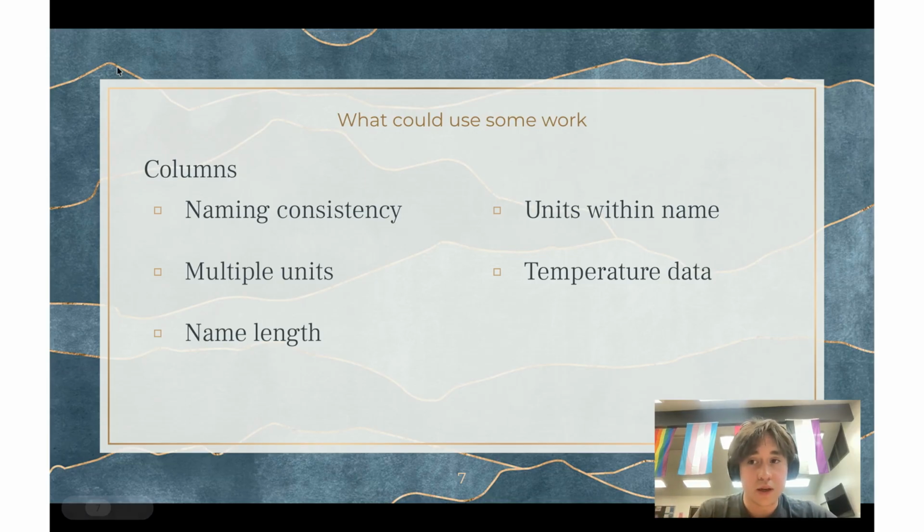The name length was particularly egregious in one of the instances, the max temp of warmest month in the forest metadata data frame. The "of" could be gotten rid of, and I'm sure it could have been abbreviated further. Back to the units within name.